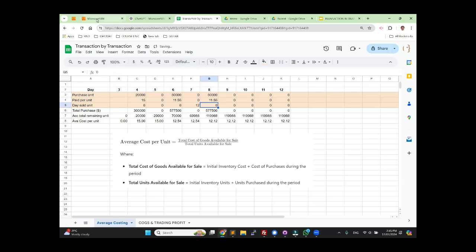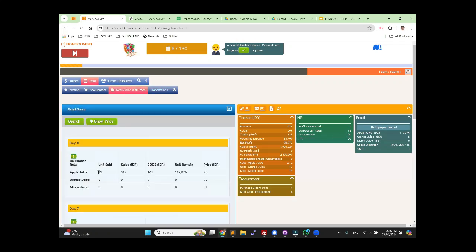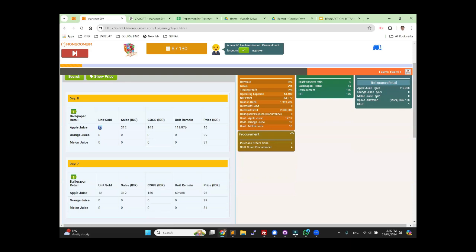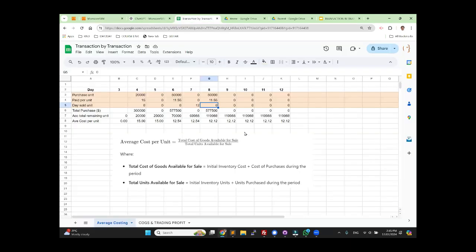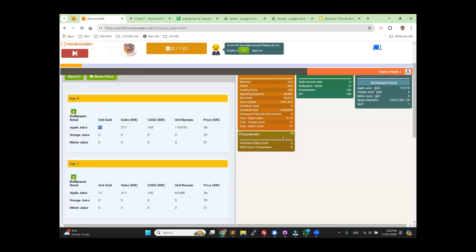But I have something for sale. I've sold something on day 8. So let's take a look at how much I'm selling. 12 units on day 8. Day 7, 12, day 8, 12. So day 8, I'm selling 12. What's my cost now? 12.12, right? According to this, 12.12 is the cost.